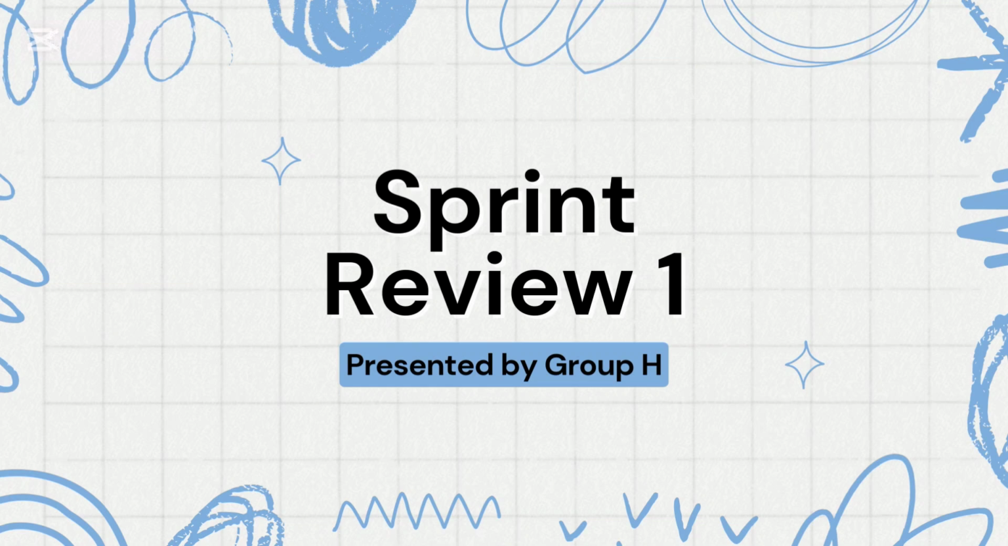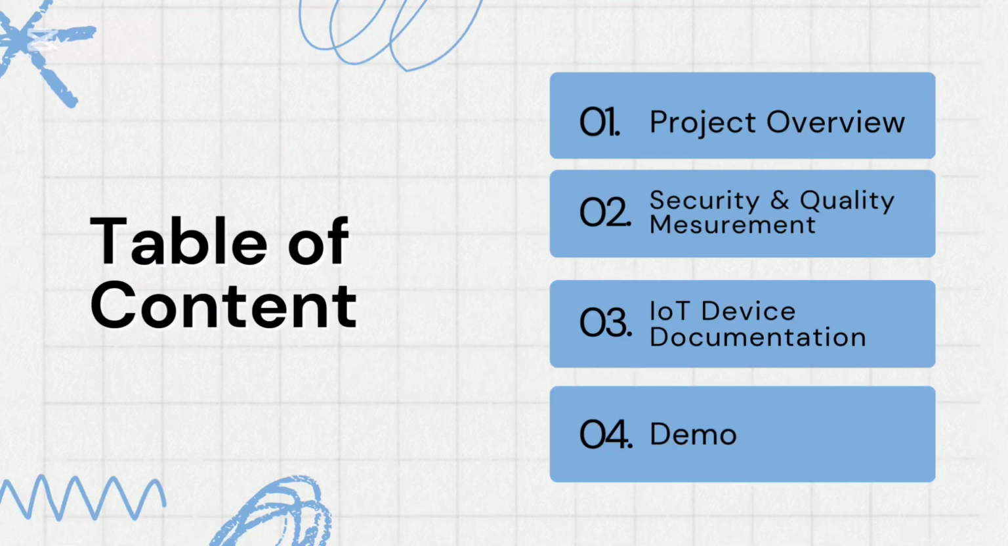Okay. So today our presentation will contain four main parts. The first one is the project overview, where we will give general descriptions about our project, and then I will introduce some security and quality measurements. Then my colleague will talk more about the IoT device, and finally we will show you the demos. Okay, let's begin with the first part.